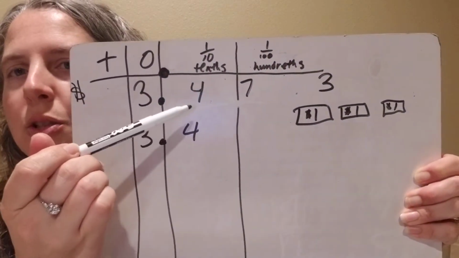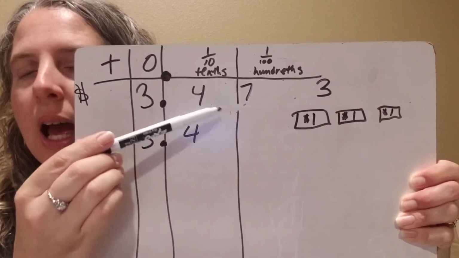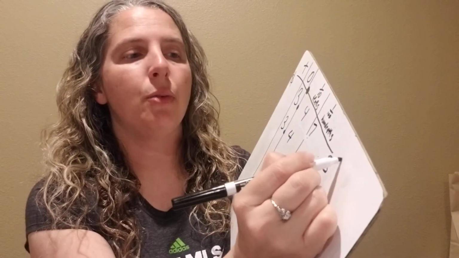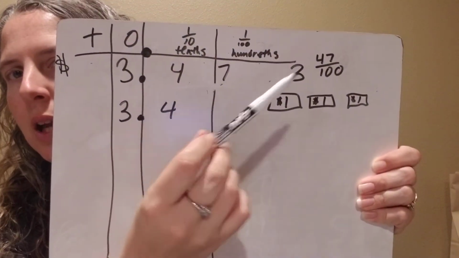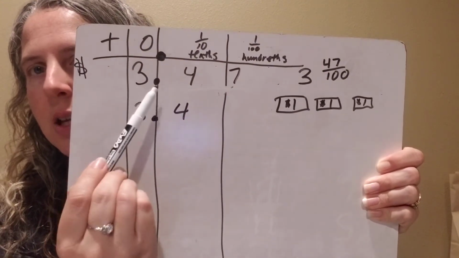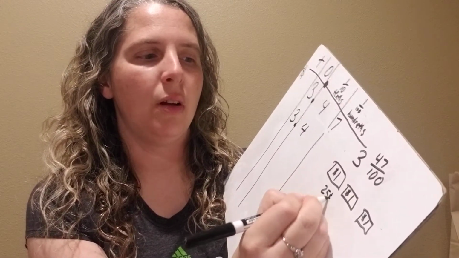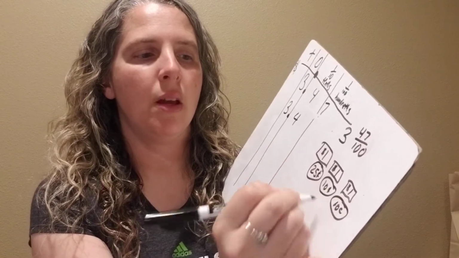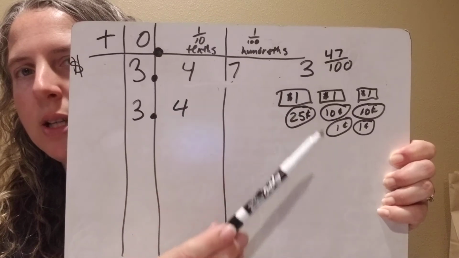And then what else do I have? I have 47 what, if this is money? Cents. And how many cents make a whole dollar? 100. So I have 3 and I have 47 cents out of 100. 3 and 47 hundredths. Okay, so that means I could have a quarter, a dime, another dime, and 2 pennies. Okay, 3 and 47 hundredths.